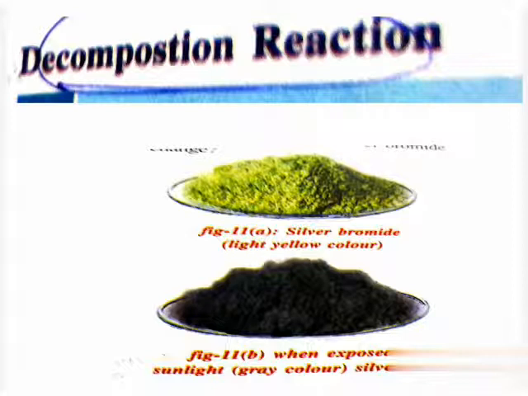So this light colored silver bromide changes into gray color due to sunlight. So 2AgBr is converted into 2Ag plus Br2. This decomposition reaction occurs in the presence of sunlight, and such reactions are called photochemical reactions.